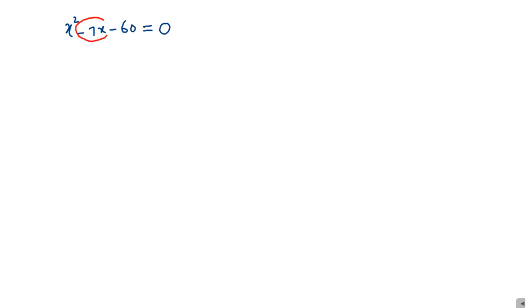So what is the middle term here? Minus 7x. So we have to write this minus 7x as the sum of another two terms, such that the product of those two terms must be equal to the x square coefficient and constant term. So for that let us first find the product of x square coefficient and constant. So here what is x square coefficient? Clearly it is 1, and constant is minus 60. So by doing multiplication we get the product as minus 60.